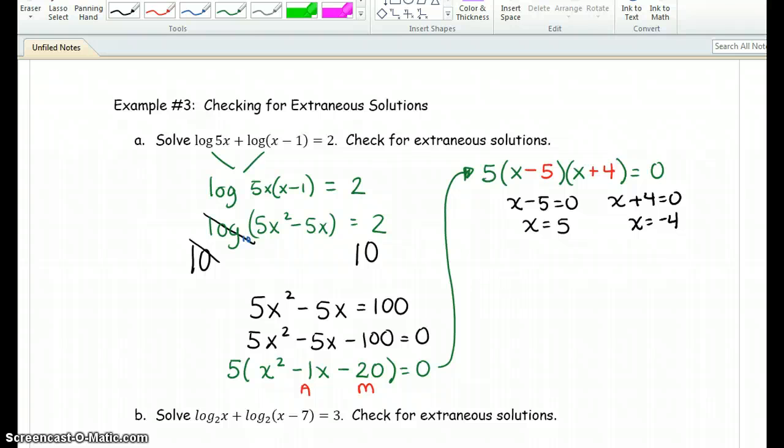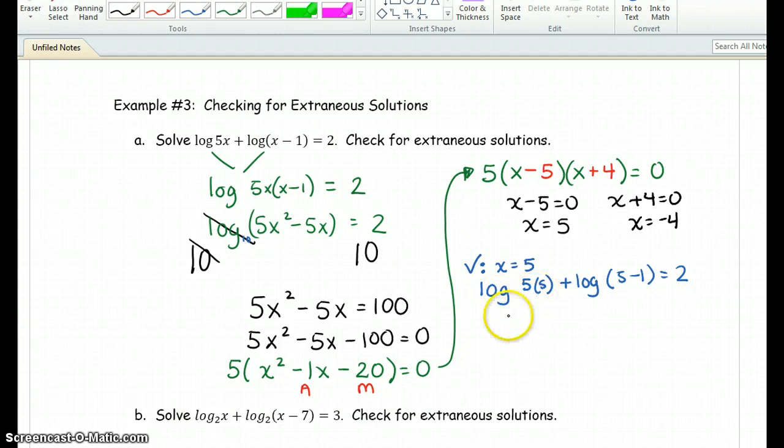Now, we're going to input those values into the original to check. And since we have two solutions, we're going to have to check both. So right now, this is our way of checking x equals 5 to see if it works, okay? So we have log of 5 times 5 plus log of 5 minus 1 equals 2. Well, this is the same thing as log 25 plus log 4 equals 2.